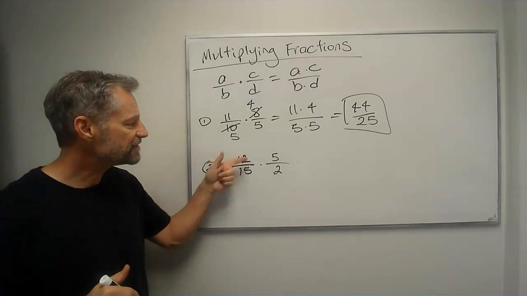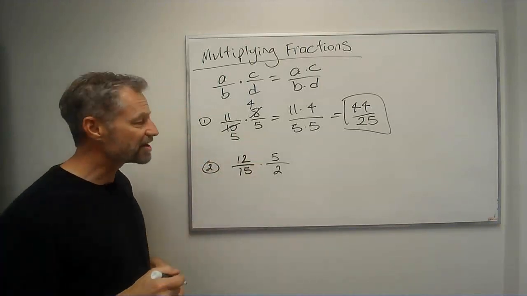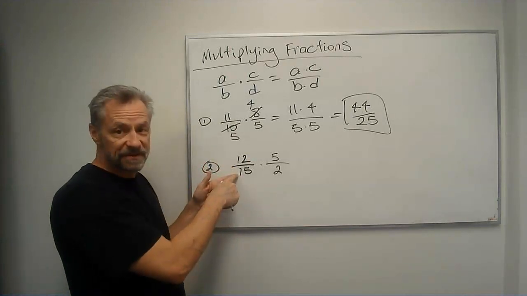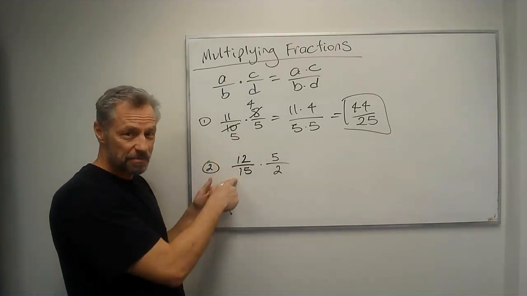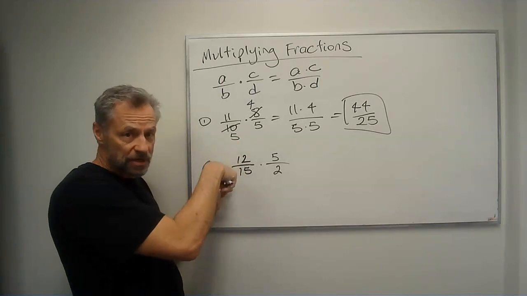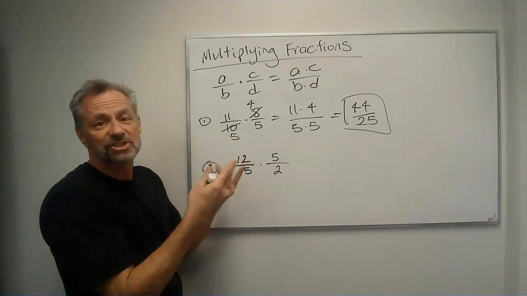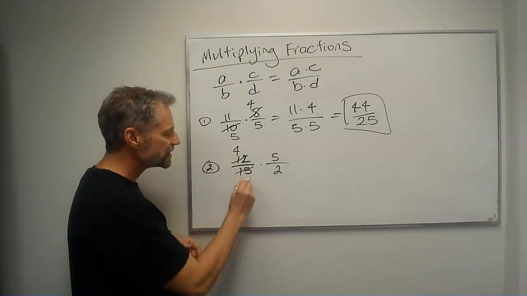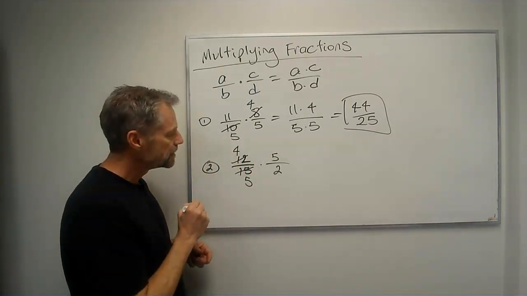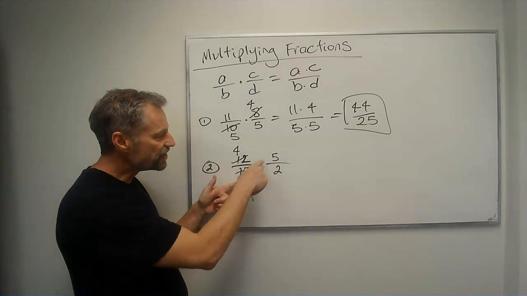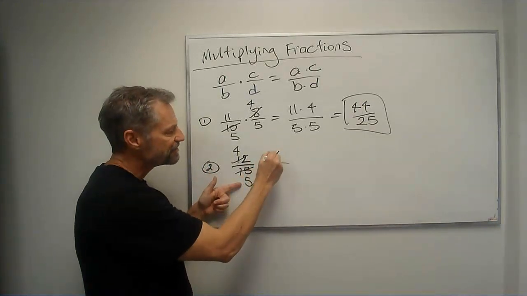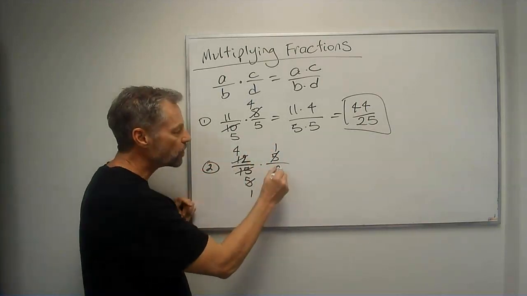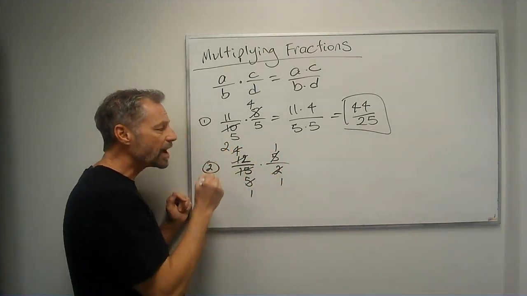So I've got 12 over 11... wait, 11 fifteenths and 5 halves, 5 over 2. Well, I notice with the 12 and the 15, 3 goes into both of those. So remember, I can reduce straight up and down. That's how I reduce just a single fraction. So 3 goes in here 4 times, 3 goes in here 5 times. And now I say, oh wait, this 5 can cancel with that 5. 5 goes in there once, goes in there once. Oh, 2 goes into 4, 2 goes in there once, goes in there twice.